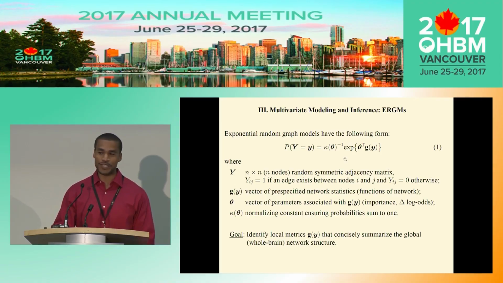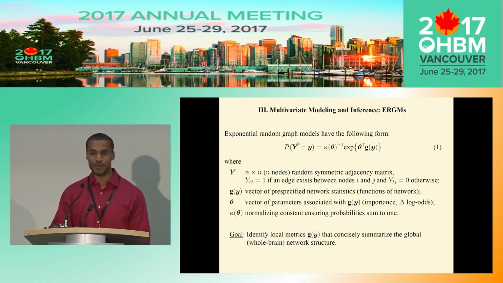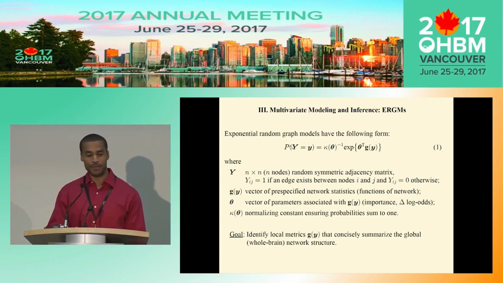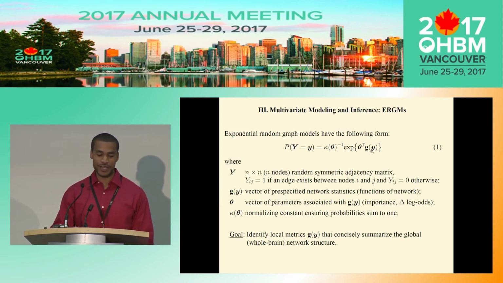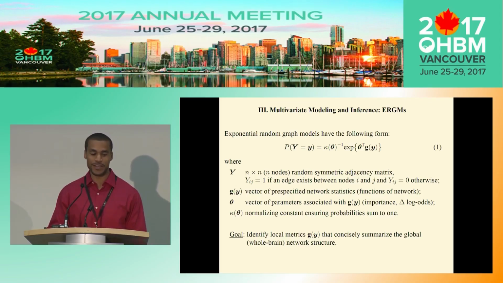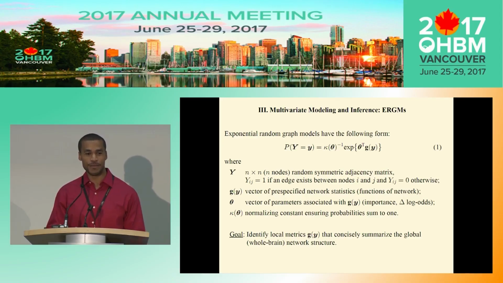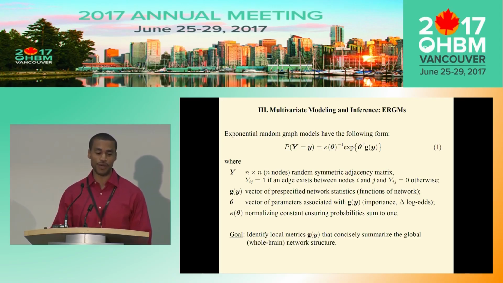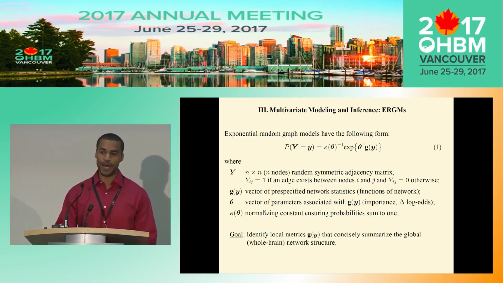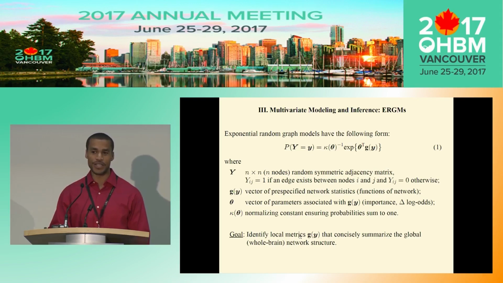You don't have to worry too much about the math here, but basically what we're doing is modeling the probability of seeing a network given local substructural properties of that network. So the g of Y capture properties of the network, things like clustering and path length and leverage centrality. And then the theta parameters relate those properties to the overall network structure. So they tell you how important those specific systemic properties are in describing the overall network structure. The goal of these models is to identify the local metrics that concisely summarize the whole brain network structure.